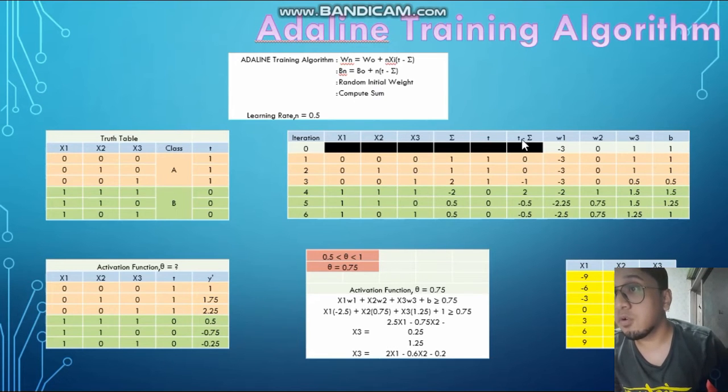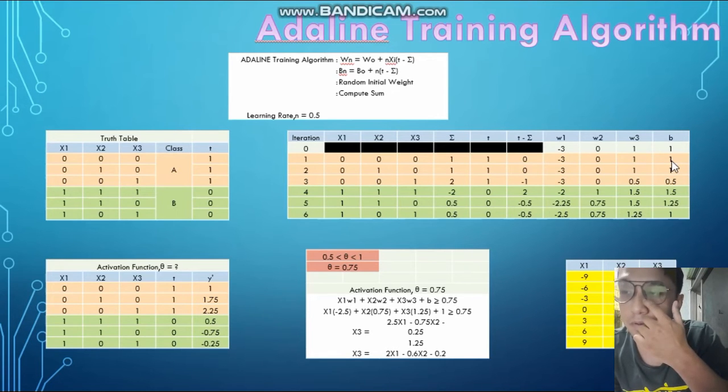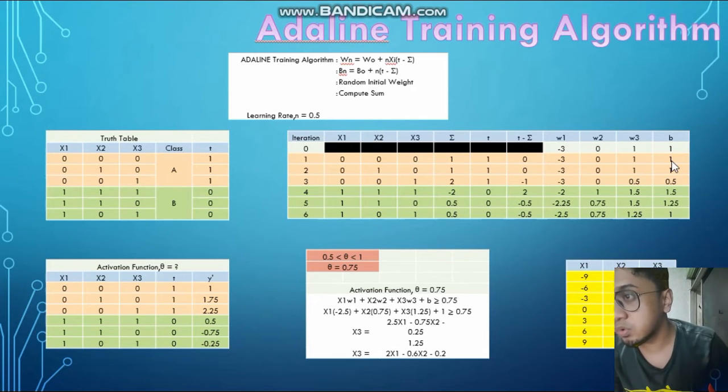So for bias, the old value is 1, plus 0.5 times 0. So we get the value of bias as 1. Okay, we proceed to iteration number 2. The input numbers are based on the truth table, which is 0, 1, 0 for x1, x2, and x3.